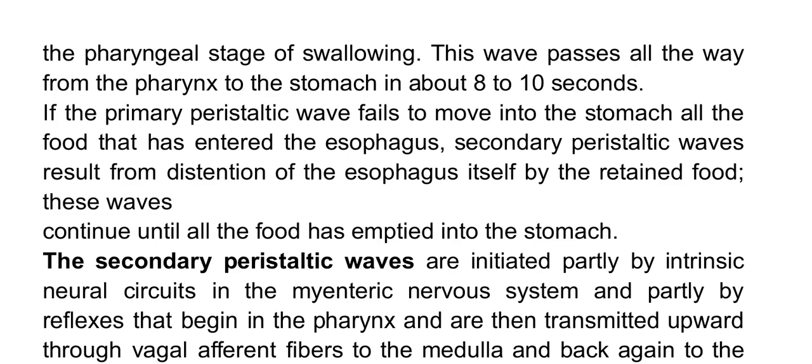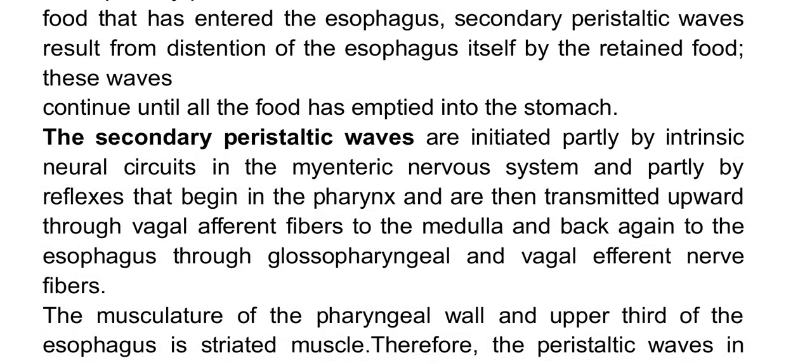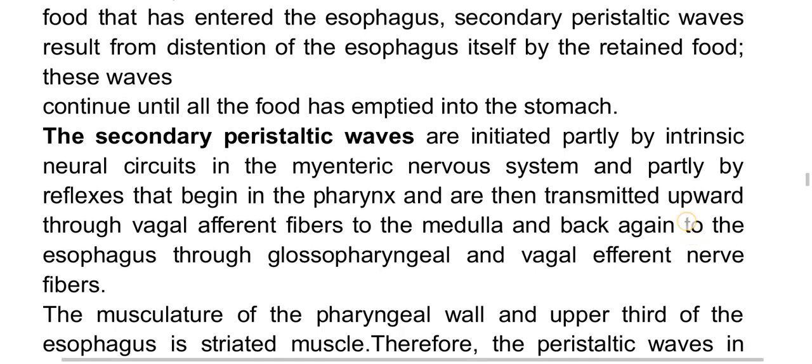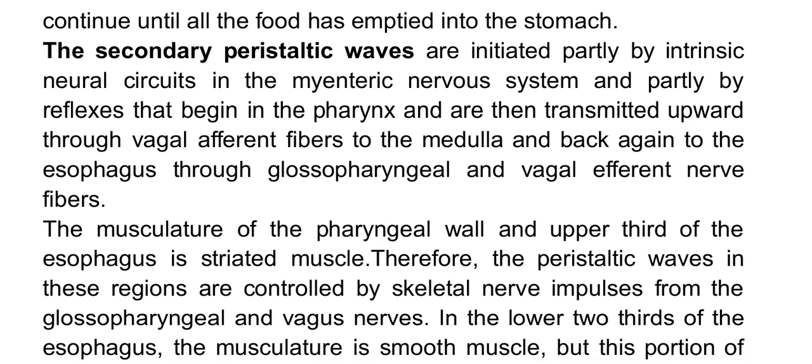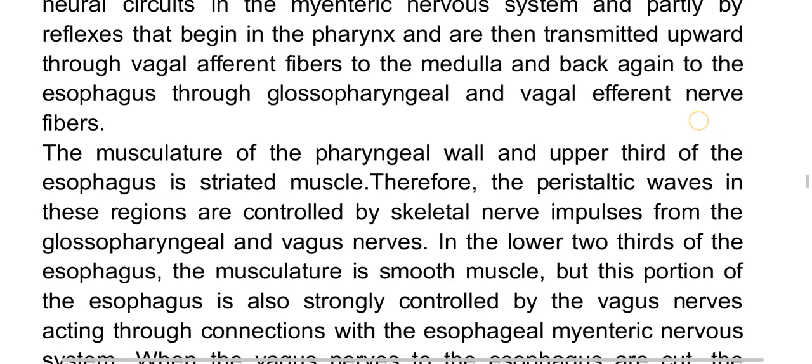If the primary peristaltic wave fails to move into the stomach all the food that has entered the esophagus, secondary peristaltic waves result from distension of the esophagus itself by the retained food. These waves continue until all the food has emptied into the stomach. The secondary peristaltic waves are initiated partly by intrinsic neuron circuits in the myenteric nerve system and partly by reflexes that begin in the pharynx and are then transmitted upward through vagal afferent fibers to the medulla and back again to the esophagus through glossopharyngeal and vagal efferent nerve fibers.